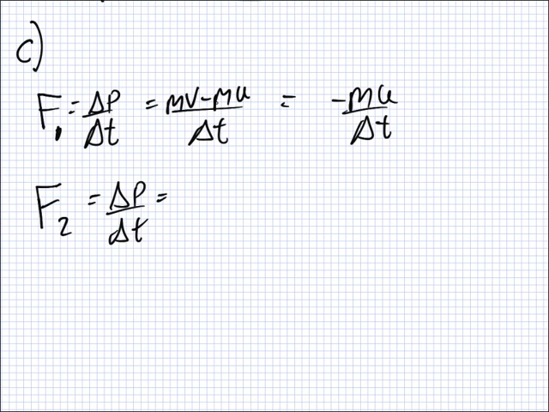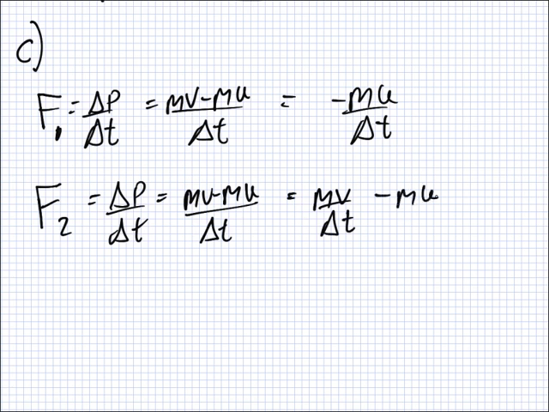F2, what's the difference? V is not 0, is it? So you have mv minus mu over delta T. Are either of these 0? No. So this is mv over delta T minus mu over delta T. Now, what is this mu over delta T equal to?